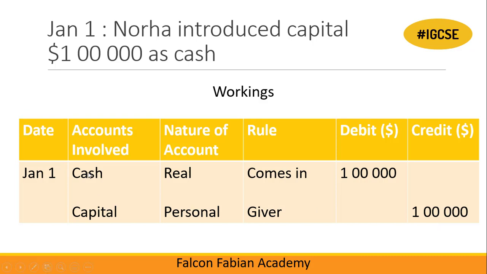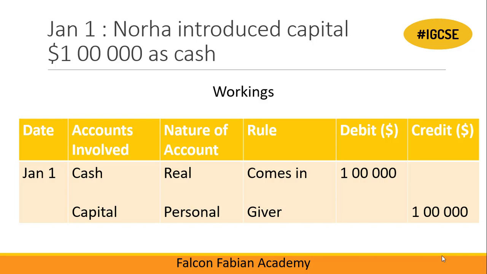I'll do it one more time. Cash is a real account. It is coming in the business, therefore 100,000 needs to be debited. You can keep referring to the rule, and the steps that I had told you are required whenever you are doing a journal entry. Capital is personal account. The owner is giving money to the business, therefore that amount needs to be credited. Now that we have done our rough workings, we are ready to record the transaction.